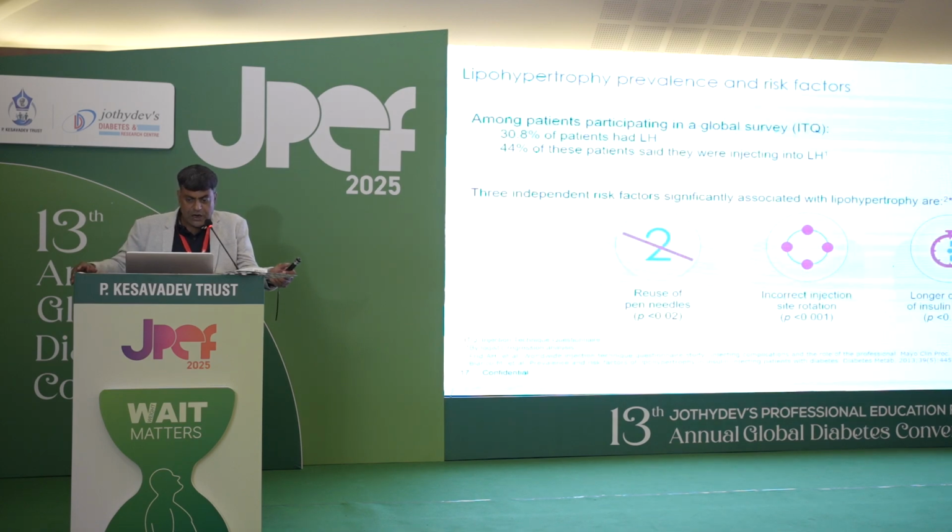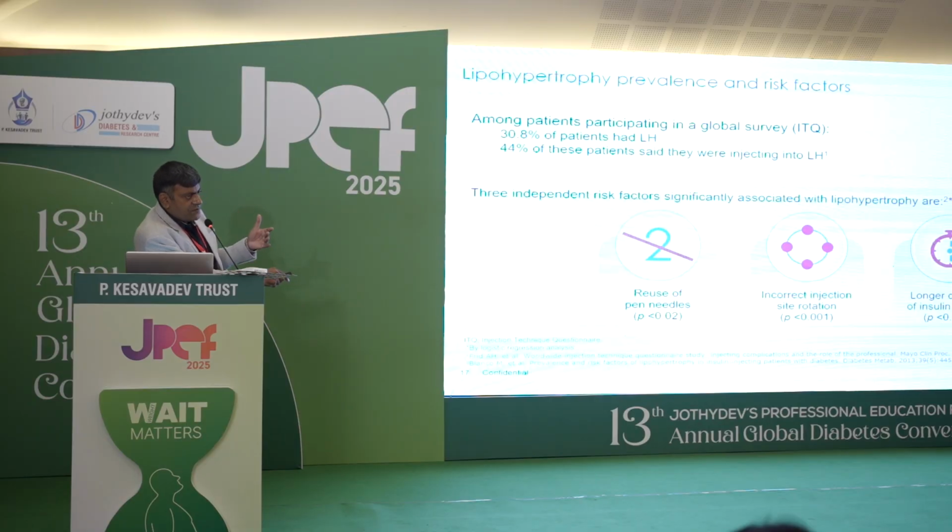So what are the risk factors for this, the important risk factors? This is a study where they did a survey and they found that 30% of patients had lipohypertrophy, and 44% of these patients said they were injecting into the lipohypertrophic site. So understand this, if they are injecting into that site, 44% of patients are requiring higher dose of insulin, wasting the insulin, still sugars are high, and accidentally if they inject at a normal site, they will go into hypoglycemia.